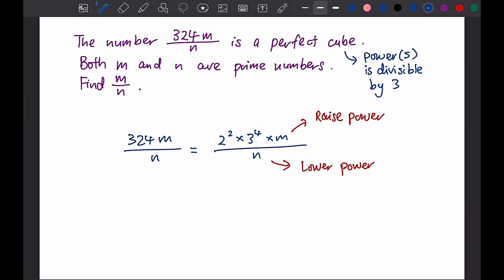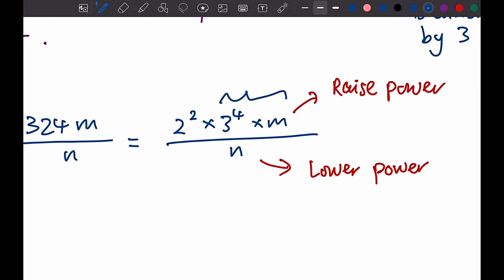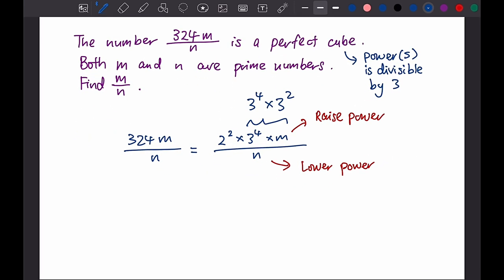Now the problem is, why can't I take 3 to the power of 4 times 3 to the power of 2, and I actually can get 3 to the power of 6? The problem is there is actually a condition, and this condition is both m and n are prime numbers. Otherwise, we'll end up with different answers for different students. So therefore, this condition restricts us to certain special answers. So therefore, we can't times 3 to the power of 2, so m cannot be 3 to the power of 2.